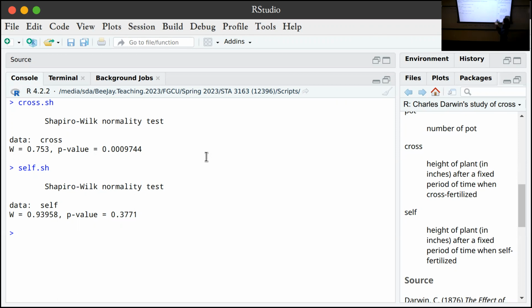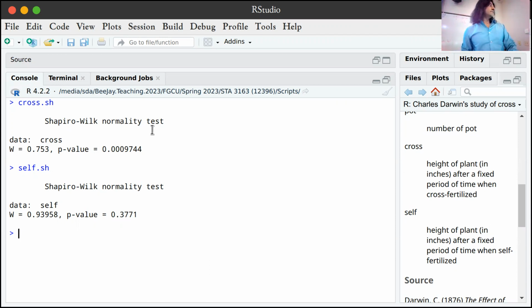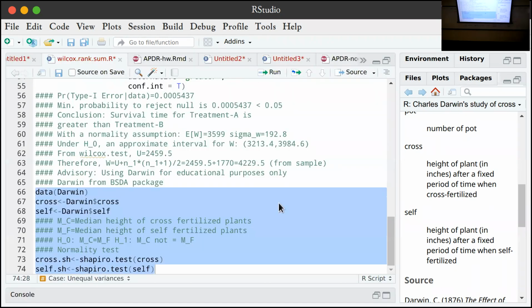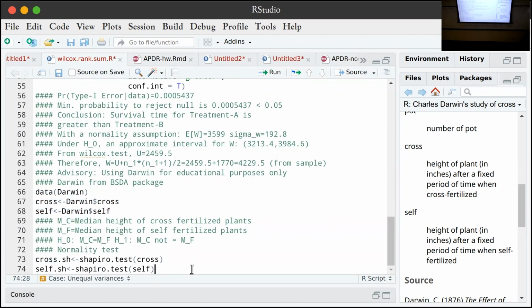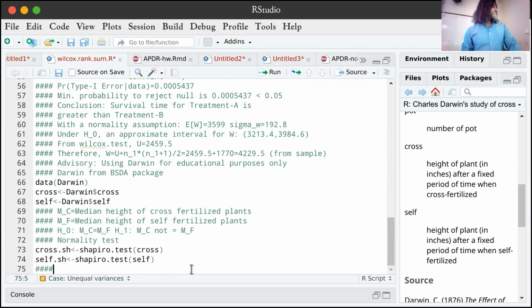Very good. The sample is not normal. Now, of the two, one of them is not normal. Which one? The cross. Why? Because the p-value is low, so reject H0. Exactly. The p-value is extremely small, less than 0.05. We'll be rejecting the null. So the cross sample is not normally distributed, because it's less than 0.05.